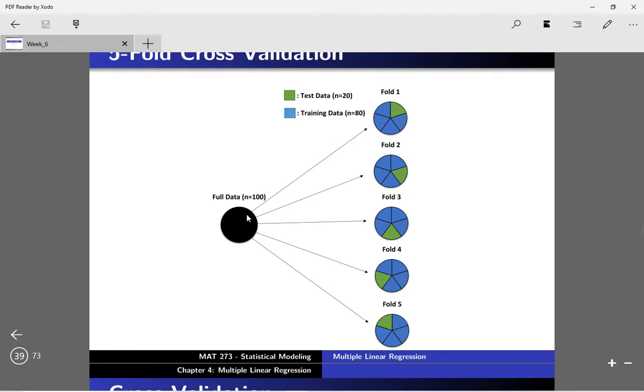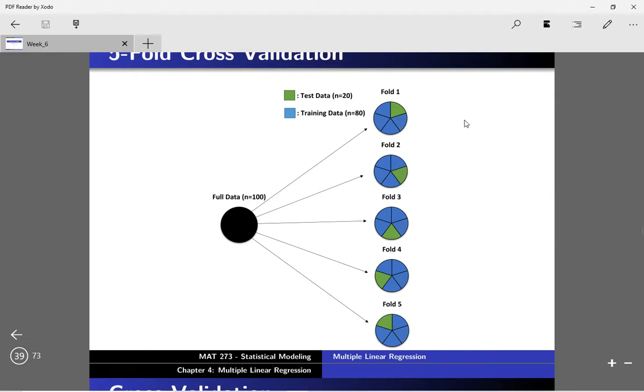But with cross-validation, what we're going to do is randomly select 20 observations here for fold 1 and use that as our test set. And then we just fit the model on the rest, on the blue here, using 80 observations. And then we do that each time with a different chunk of the data. Okay, and typically the 20 observations are randomly selected from throughout the whole data set, not contiguous ones. That would be bad to do, but this is just for a visual demonstration.